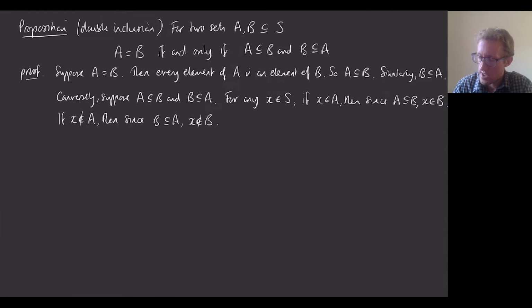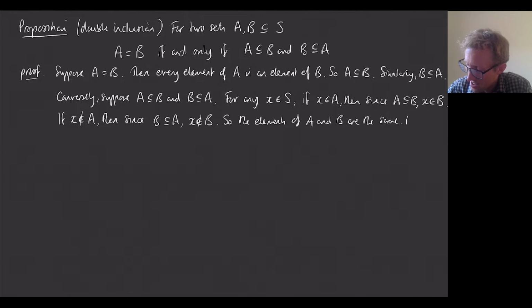And so if x is in A, x is in B, and if x is not in A, x is not in B. So I'll say the elements of A and B are the same, i.e. A is equal to B. Okay, and that concludes the proof, because we've shown that if we start now with the right hand side, then it means that we have the left hand side.